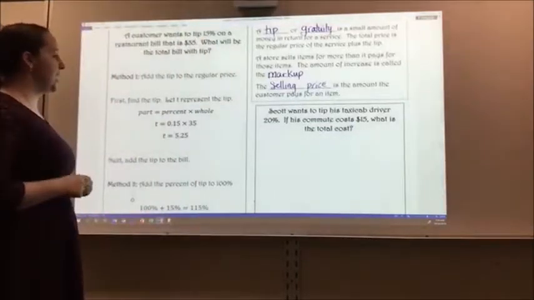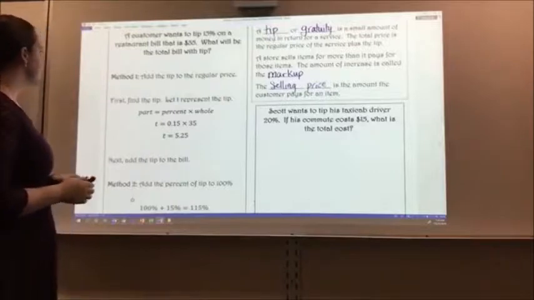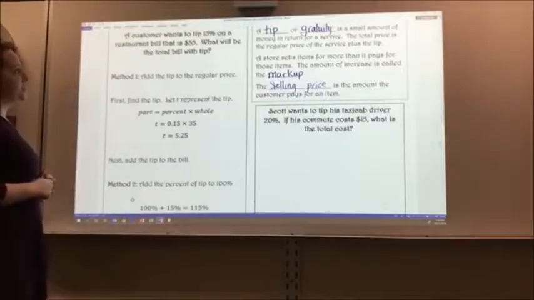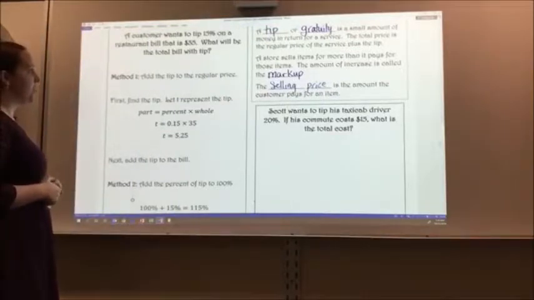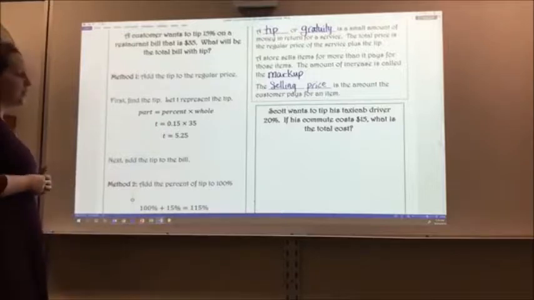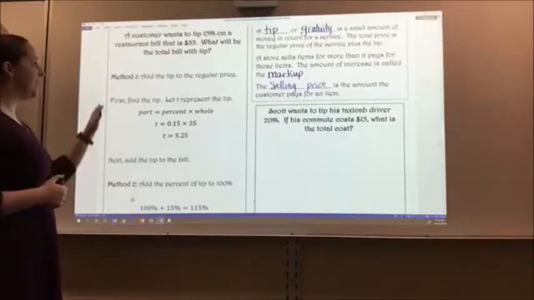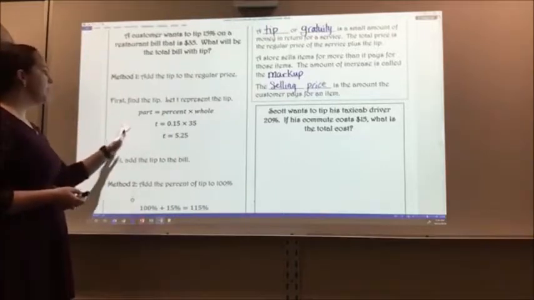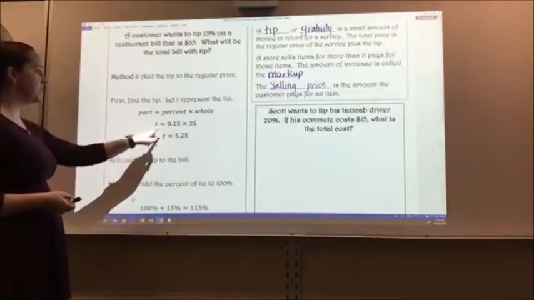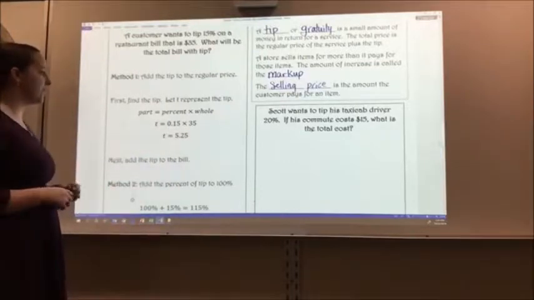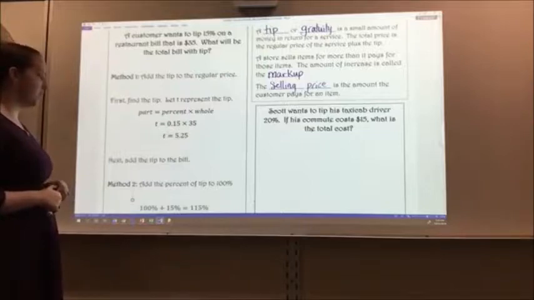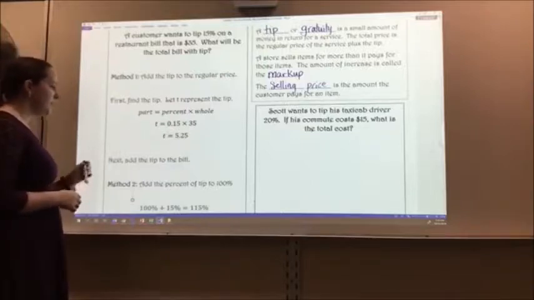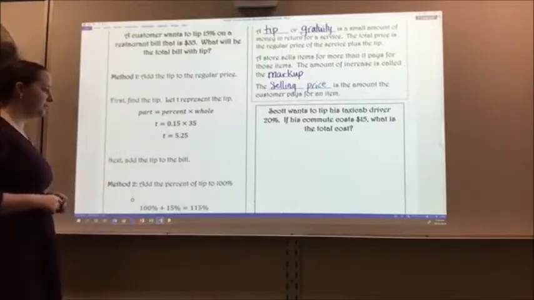So let's take a look at an example. A customer wants to tip 15% on a restaurant bill that is $35. What will be the total bill with tip? So the first method is add the tip to the regular price. So just like we did for sales tax, part equals percent times whole, T equals 0.15 times 35, T equals 5.25. Next, you add the tip to the bill, okay?